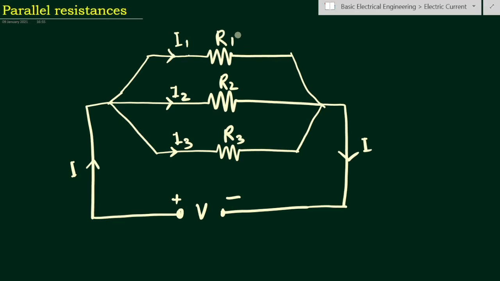We will learn about the parallel resistances. Here I have shown three resistances R1, R2 and R3. So we will find out the characteristics of these parallel resistances. There are mainly five characteristics. We will see one by one.